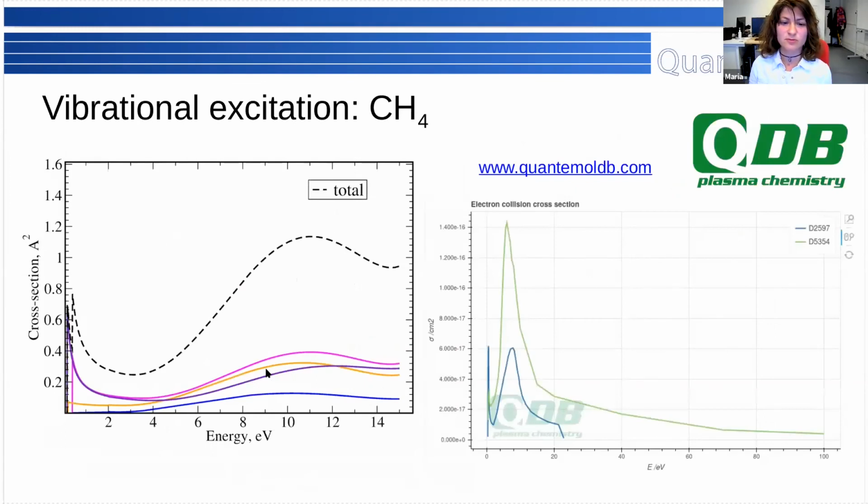This is an example for methane. These are the vibrational excitation cross-sections for different modes and the total cross-section. And just to show that you can compare to results from Quantemol-DB, these are some literature results versus our calculated result. You can see the maximum at around 10 eV in both cases.